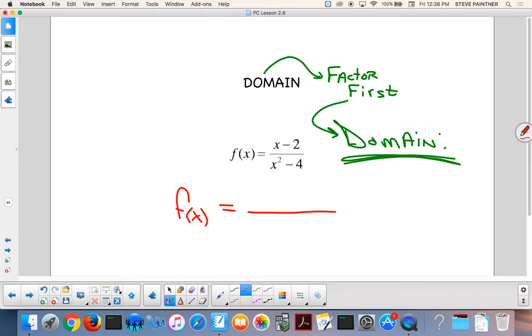I don't think you can factor the top. x minus 2 is already a linear factor. But the bottom is quadratic. Can you factor it? Yes. x minus 2 times x plus 2. Good, that was pretty easy. But now the question becomes, what's the domain? All reals except x can't be negative 2.